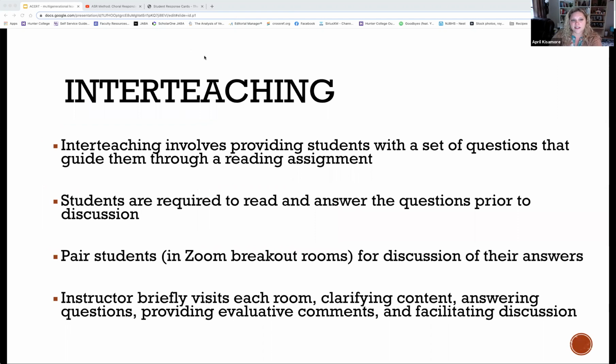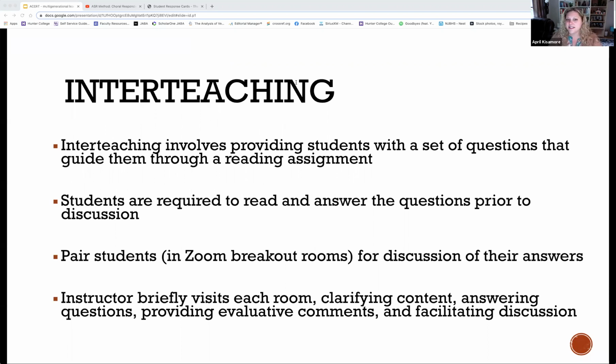Another strategy that you might find useful is interteaching. For this one, students are provided with a preparation guide prior to the class period. It contains questions that are designed to lead or guide the students through a reading assignment. Some reading assignments are rather complex, and this is a great way to help students contact the material, but have a little help to assist them along the way.